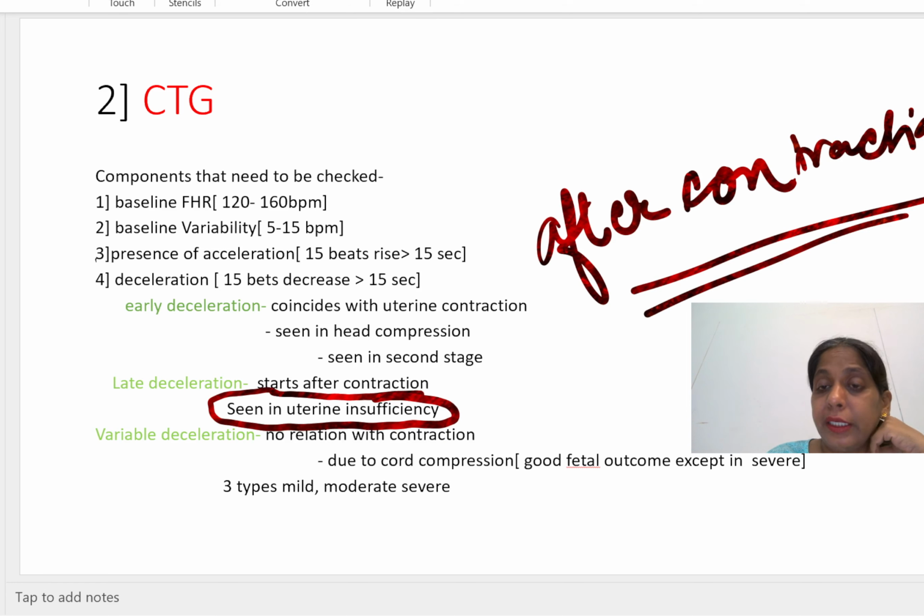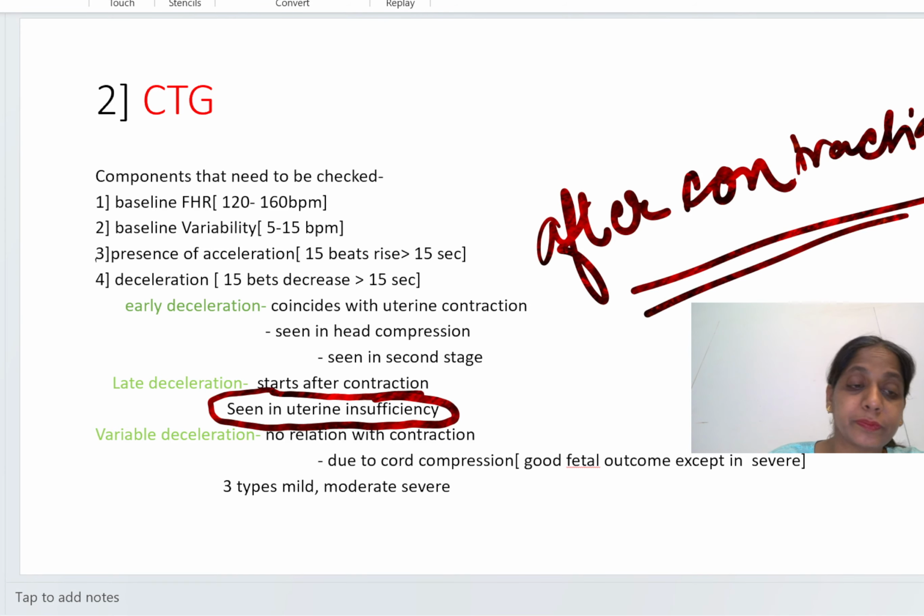Okay, so there are three types of deceleration: early, which coincides with the contractions, and they are found in head compression. The late decelerations are the decelerations which come after the contraction, and they are very dangerous. They are found in fetal hypoxia. And variable deceleration rarely affects the fetal outcome. Only the severe type affects the fetal outcome, and they are seen in cord compression.